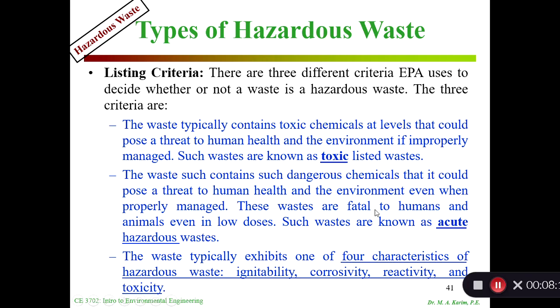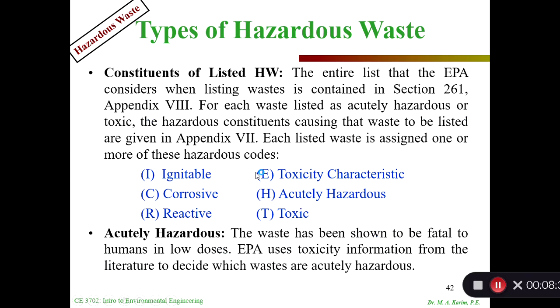Third, these wastes are fatal to humans and animals even in low doses. Such wastes are known as acute hazardous waste. Otherwise, the waste typically exhibits one of 4 characteristics of hazardous waste: ignitability, corrosivity, reactivity, and toxicity. So these are the 3 criteria for a waste to be on the list.